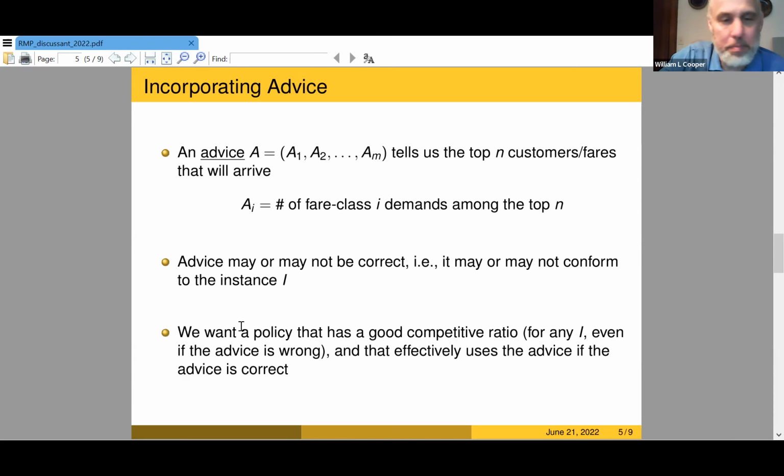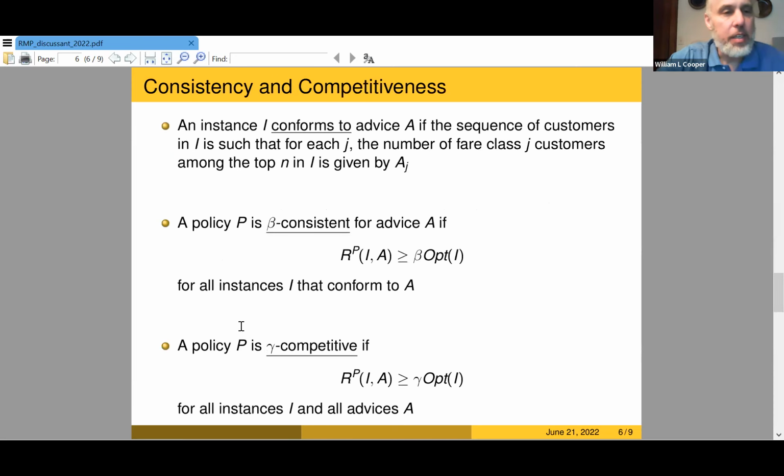So let's move on to the next slide here. So a key idea in the paper is what does it mean to conform? What does it mean for an instance to conform to the advice? And so this basically just means that the instance is consistent with the advice. So in other words, if you follow the policy that the clairvoyant thinks would be the optimal for the advice, then that will also give you the optimal for the instance. So that's a consequence of the instance conforming to the advice. Again, at a high level, it just means the advice is right.